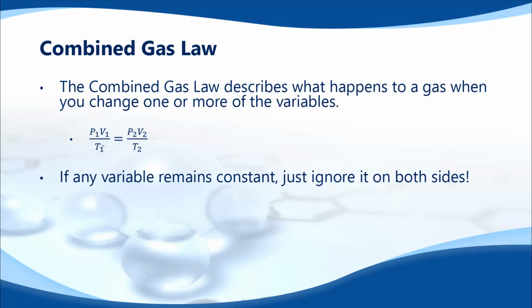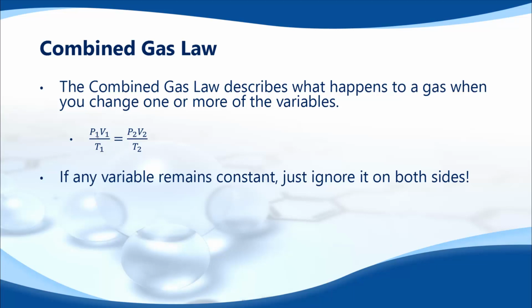So we're doing this at constant temperature. T1 and T2 get crossed out. We're left with P1 V1 equals P2 V2, which is Boyle's law. So again, if it remains constant, just ignore it. All you have to do is know this equation and be able to do some algebra.